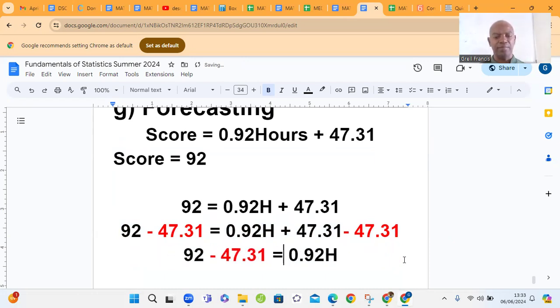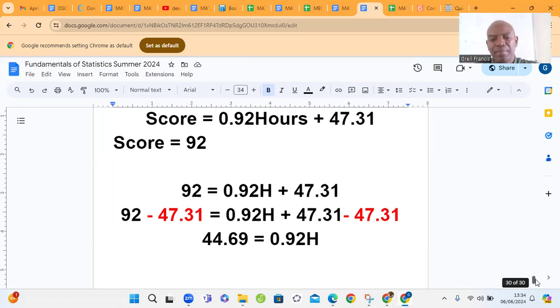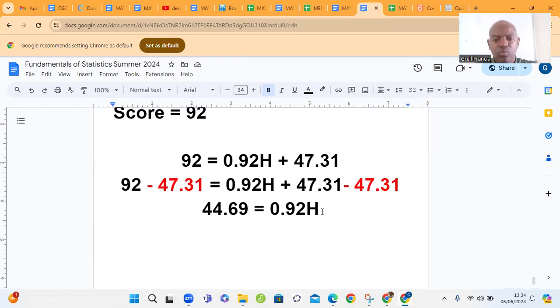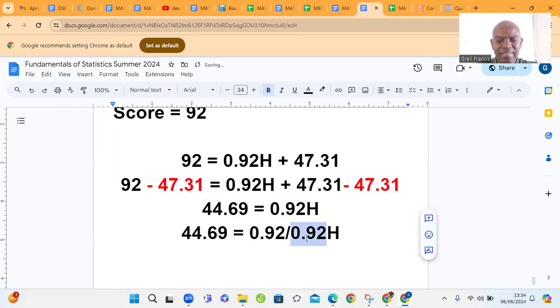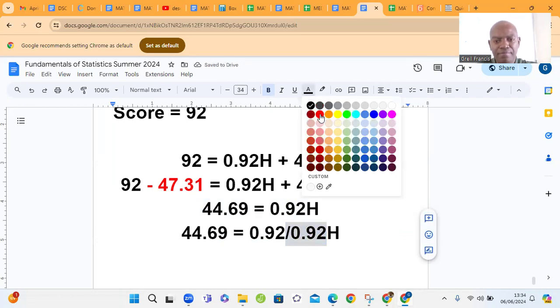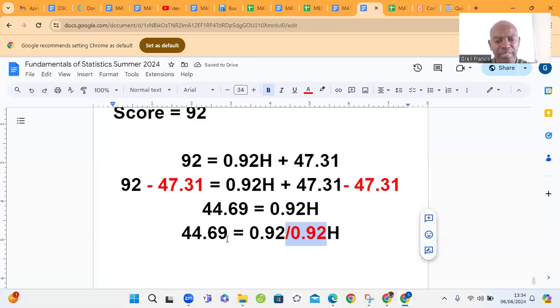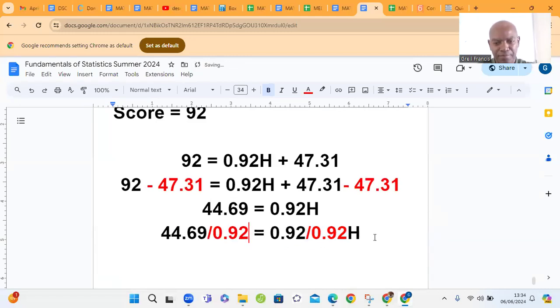And on the left side, what do we have? 92 minus 47.31 is 44.69. So now we've got to cancel out 0.92. 0.92 is multiplying to H. To cancel out a number that is multiplying to a letter, we have to do the opposite, which is divide. So we must divide by 0.92. If we divide by 0.92 on the right side, we've got to divide by 0.92 on the left side.